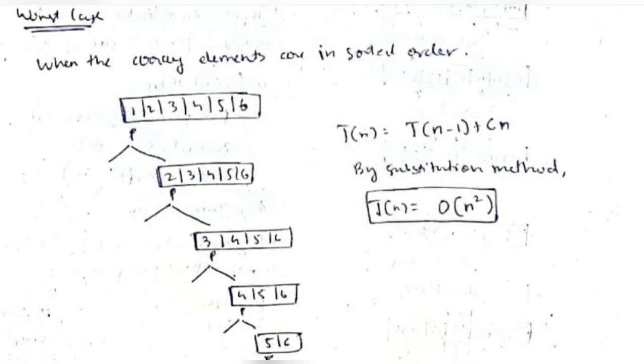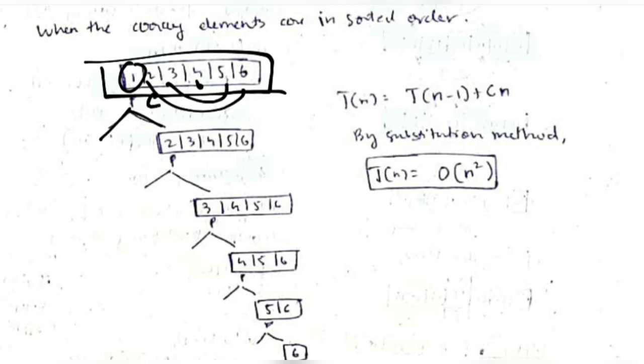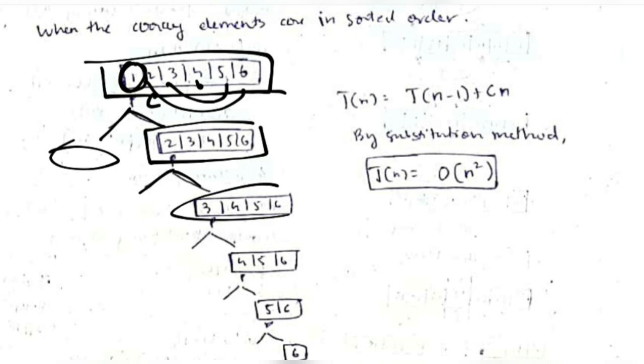Okay, the worst case is when the array elements are already in sorted order. It looks weird: if it's in sorted order, why will that be the worst case? Let's look at why it's true. See here, when the array elements are in sorted order, the pivot element will be here. It will be divided into two parts. Since this is in the sorted position, the left part will be empty, and the right part will have 5 more elements. Then again it will be divided into two parts, and again.